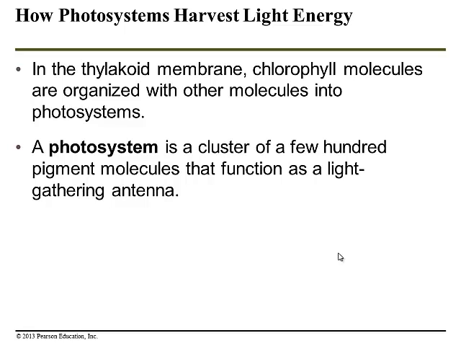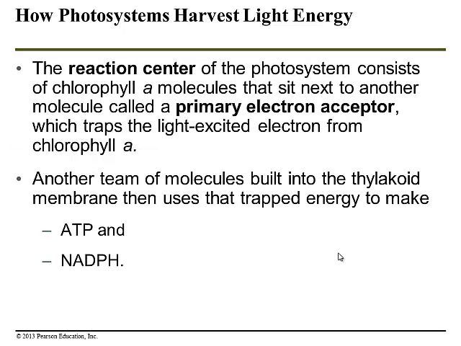So in the thylakoid membrane, chlorophyll molecules are organized with other molecules in what we call photosystems. Similar to the proteins that we saw in the plasma membrane in the electron transport chain. Yes? That carried those electrons and pushed them through to create energy to put together ATP that we could later on break for the energy. So photosystems are hundreds of little pigment molecules that function like light gathering antennas in a photosynthesis reaction.